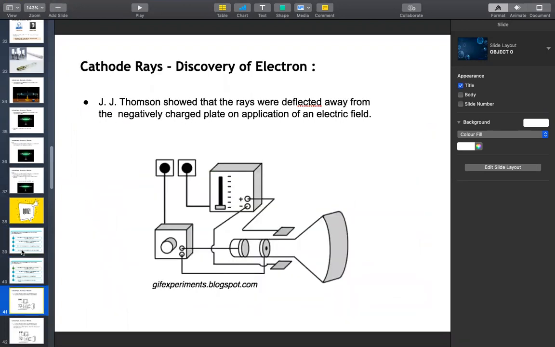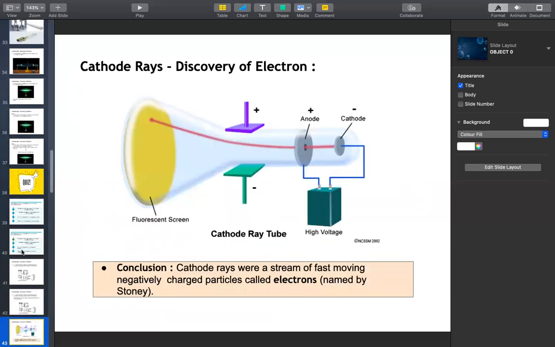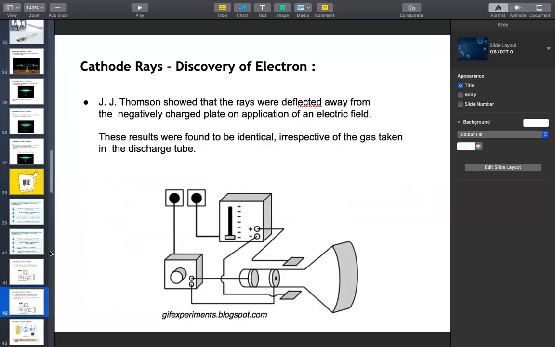Next. Now here you see J.J. Thomson showed that the rays were deflected away from the negatively charged plate on application of an electric field. So here you see when the electric field was applied, the ray deflected. What happened? You see there is a discharge tube. This is the cathode. This is the anode.